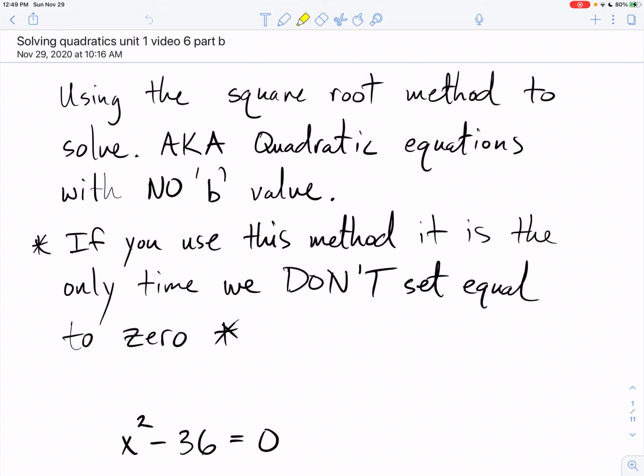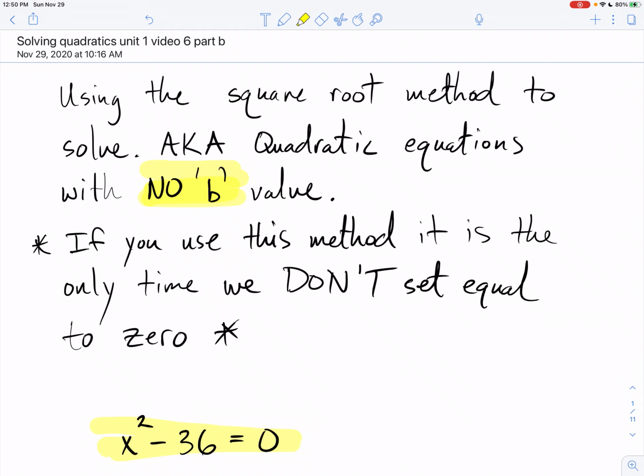All right, here we go, part B. Using the square root method to solve quadratic equations. But these are ones with no b value. This is a shortcut that I mentioned. So all of these problems have the same look as this one down here.